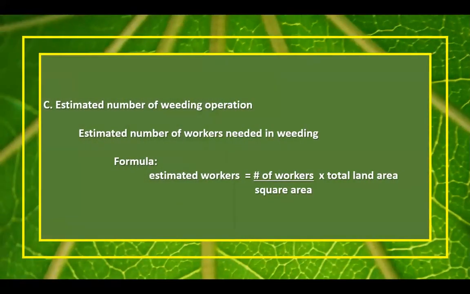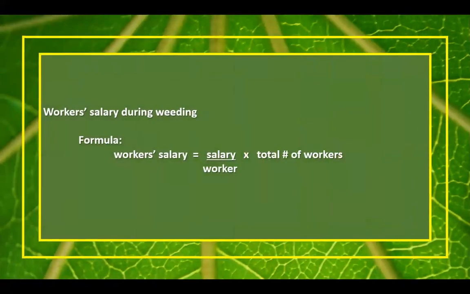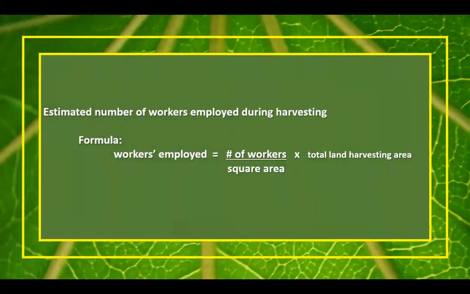Okay, for letter C, when we are talking about estimated number of weeding operations, for the estimated number of workers needed in weeding, the formula that we use is: estimated workers is equal to the number of workers divided by the square area, times total land area. And for the worker's salary during weeding, the formula is: worker's salary is equal to the salary divided by worker, times total number of workers. And for the estimated number of workers employed during harvesting, we follow the formula: workers employed is equal to the number of workers divided by square area, times total land harvesting area.